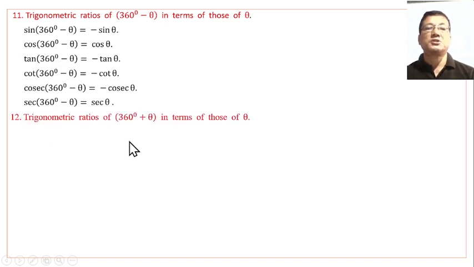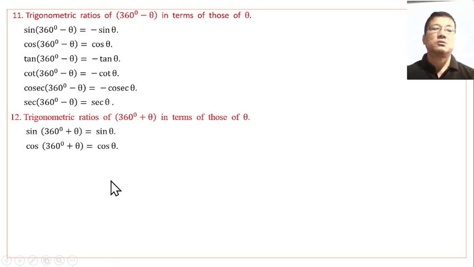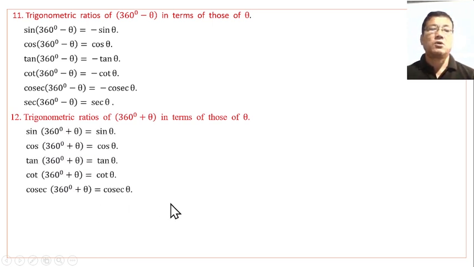Trigonometry ratios of 360 degree plus theta in terms of those of theta. 4 times 90, an even number times of 90, in the first quadrant, all trigonometry ratios remain unchanged and all are positive, so the sign convention applies to cosine and secant as well.